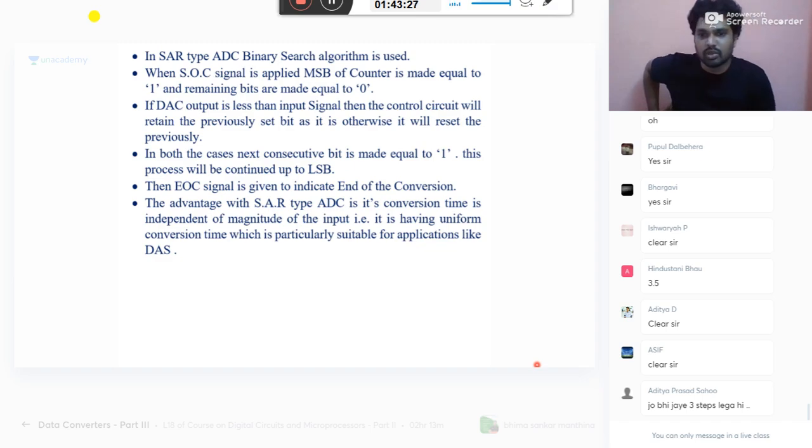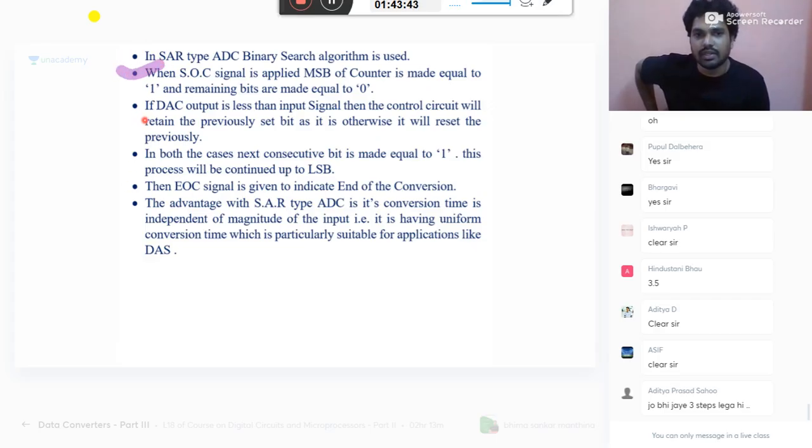Right. Read the points. In SAR type ADC, binary search algorithm is used. When SOC is 1, the MSB of the counter is made equal to 1, and all remaining bits are made equal to 0. These 2 points we have already discussed, right?